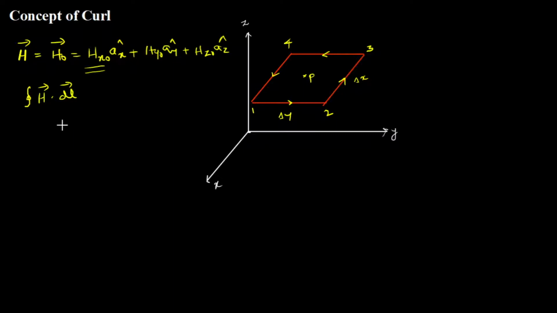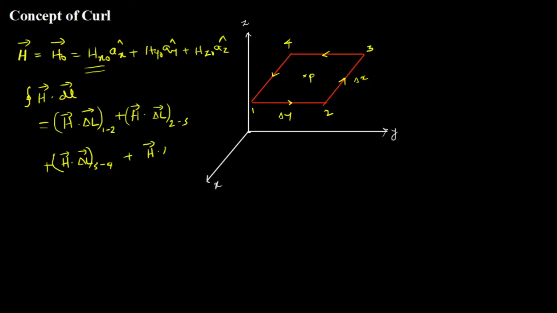How will I evaluate closed integral H dot dL? I can evaluate it by evaluating what is H dot delta L. Why am I considering delta L? Because it's a very small length instead of dL. Now I am considering a measurable length delta L from 1 to 2, plus I have to evaluate what is H dot delta L in this section. Then I would evaluate what is H dot delta L in the 2 to 3 section, and then in the 3 to 4 section, and again the last one.